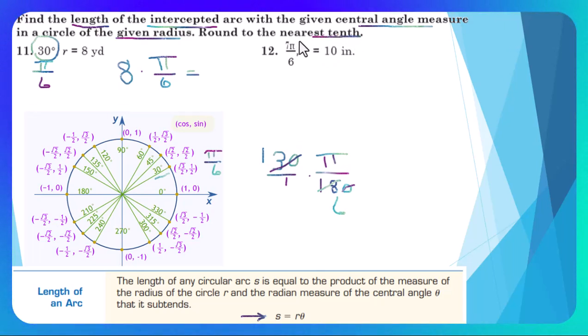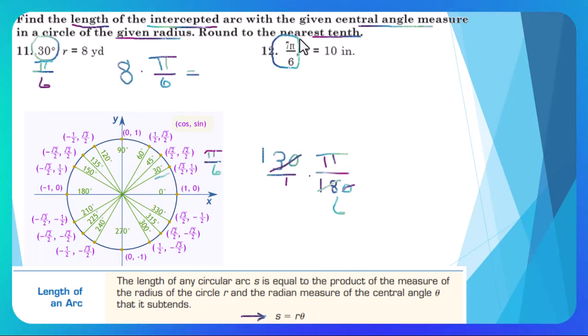Now we have the angle measure in radians. That looks like, I'm going to look at my paper real quick, 7 pi over 6. So 7 pi over 6 times 10. Same thing, round to the nearest tenth. I'm not going to give you the answer. You're going to need to do the work and then learn to use this formula.